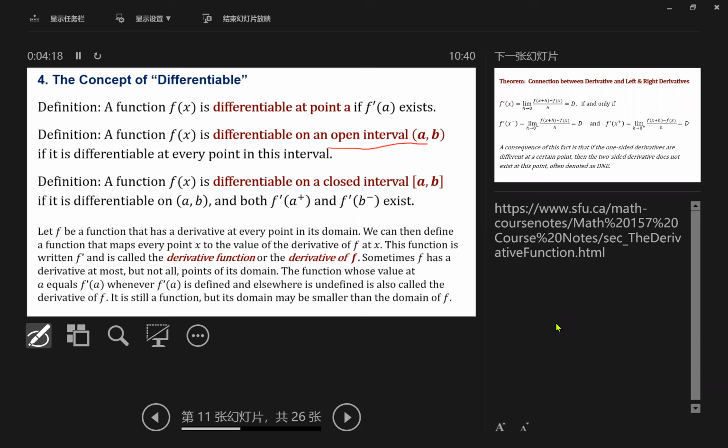Sometimes f has a derivative at most, but not all points of its domain. The function whose value at a equals f prime a whenever f prime a is defined, and elsewhere is undefined, is also called the derivative of f. It is still a function, but its domain may be smaller than the domain of f.